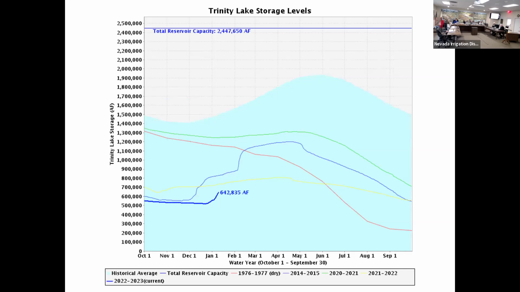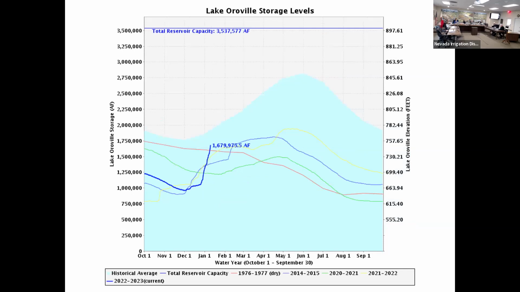It's gaining about 60,000 acre feet a day. It's impressive, and hopefully, next storm, it will continue that turn. Trinity, same thing, slow to respond. It doesn't have quite the same watershed filling it, but it's at least turned the corner, and so we hope that continues. It's at 26% of overall capacity and 43% of average for this time of year, so it's really lagging. But as you move further down the state, things start to really improve.